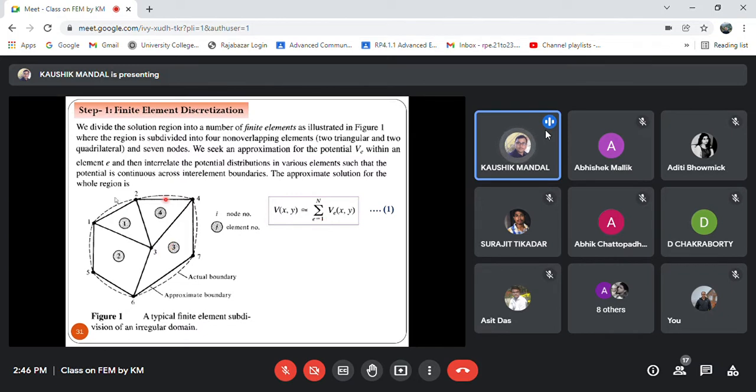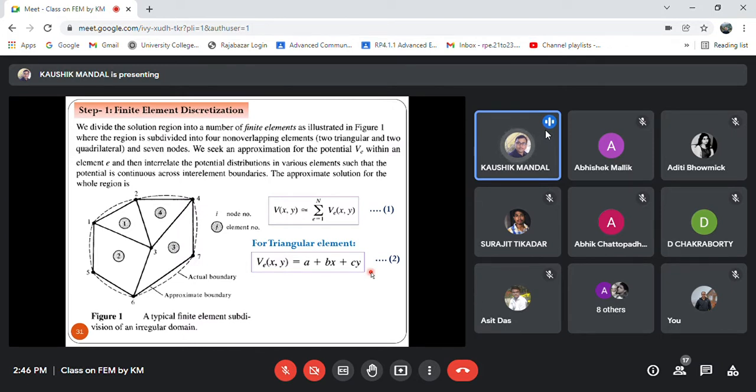Now in the solution region, as per this given example, we have divided the entire solution region into 4 elements, where 2 are triangular and another 2 are quadrilateral. So for the different shapes of elements, we have to approximate the potential of the corresponding element by some polynomial approximation. For a triangular element, we can approximate the potential by this polynomial approximation: V of xy equal to a plus bx plus cy, where a, b, and c are constants.